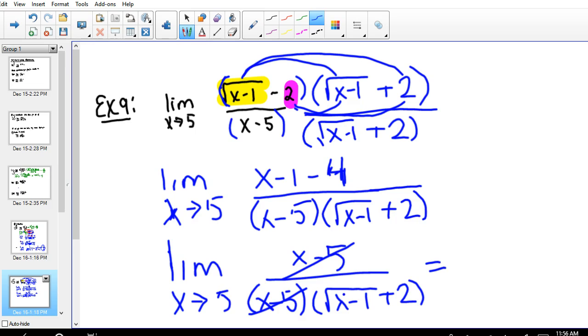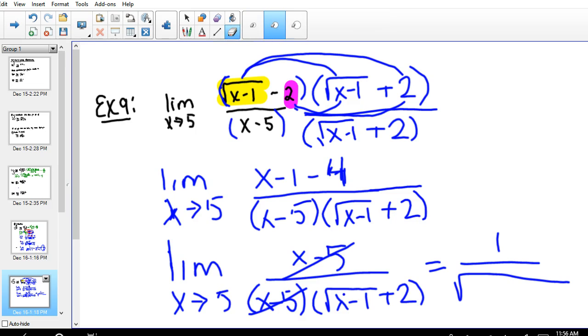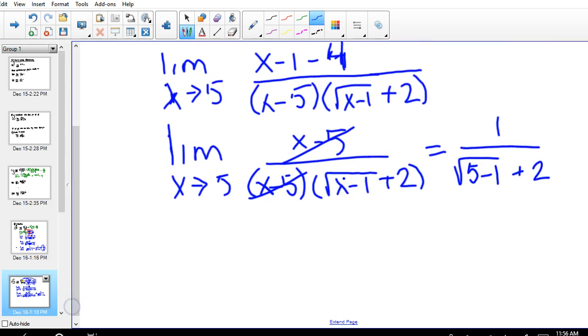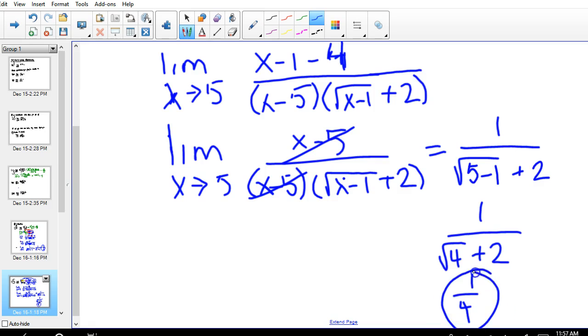So as soon as you cancel something, it's probably going to work if you plug in the number now. So in the top you would just have a 1 because nothing's left there. In the bottom you would have the square root of 5 minus 1 plus 2, and that is going to give us 1 over the square root of 4 plus 2, which gives us 1 over 2 plus 2, so we get 1/4 as our answer.